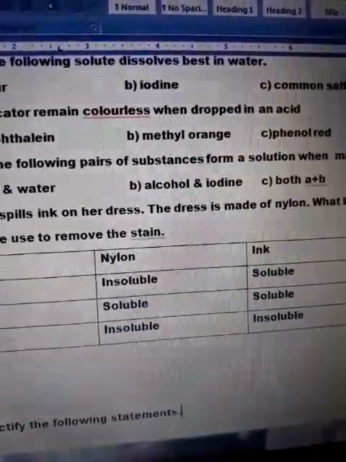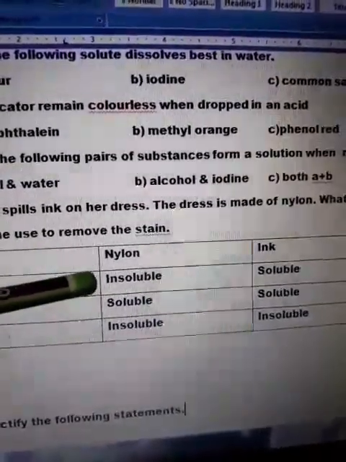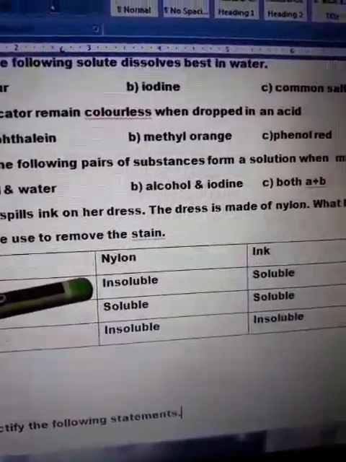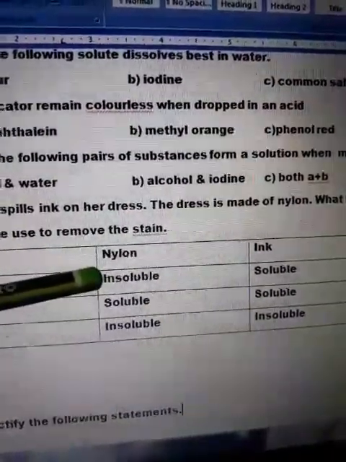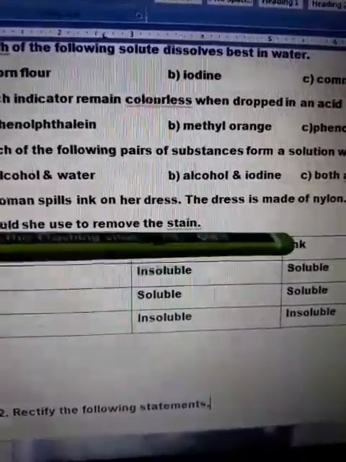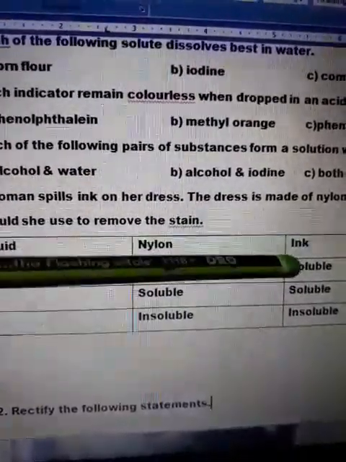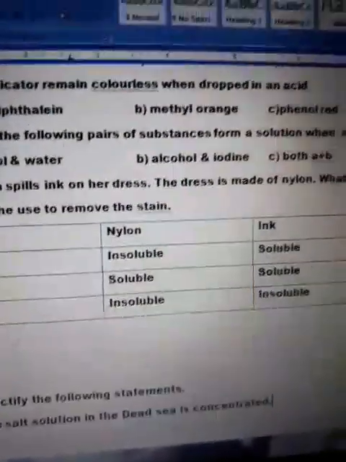It means option A is correct because we need to save our nylon dress. So nylon is insoluble and ink must be soluble. If ink is insoluble, then the stain will not get removed. So option A is the correct answer.